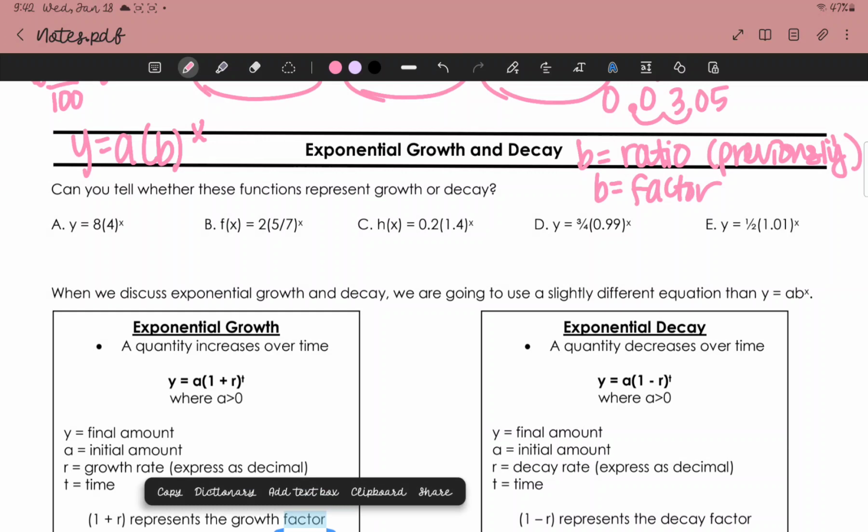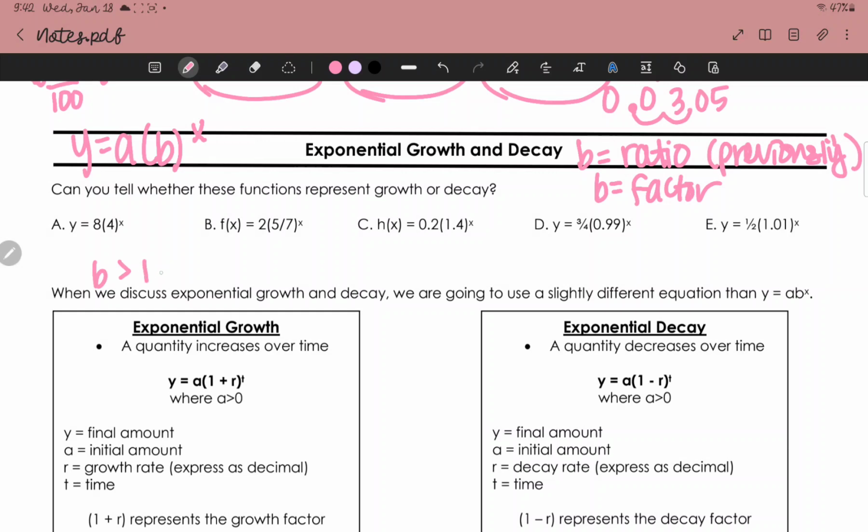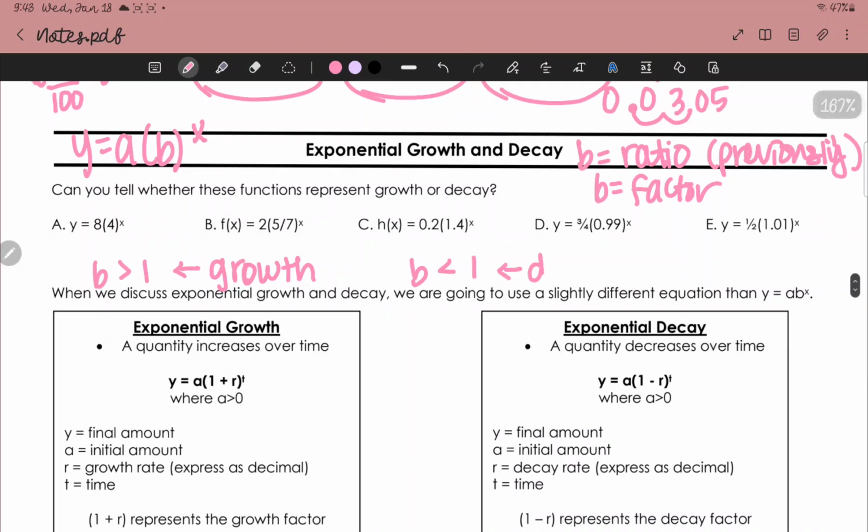If our b value is bigger than 1, then we've got growth. Which means on the flip side, if b is smaller than 1, then we've got decay. If it's bigger than 1, it's bigger than 100%, so you've got something bigger that is growing. If it's smaller than 1, which means it's smaller than 100%, it is decaying. So you're just going to be looking at these numbers inside the parentheses.